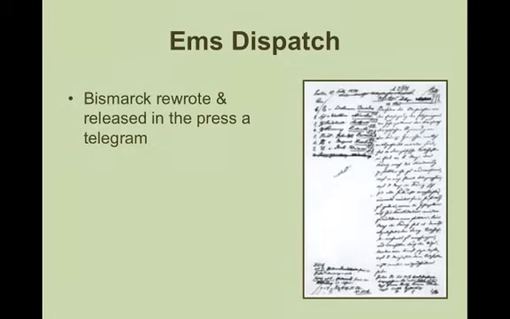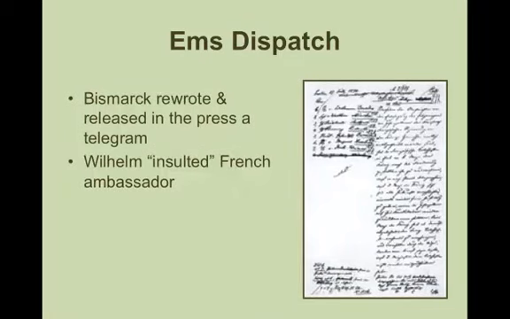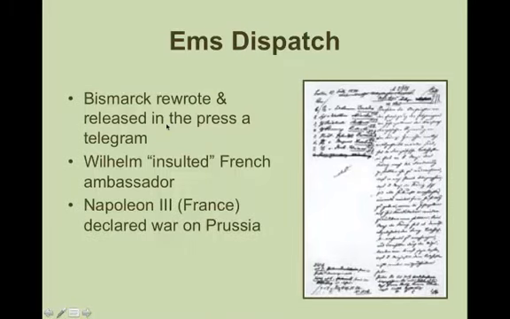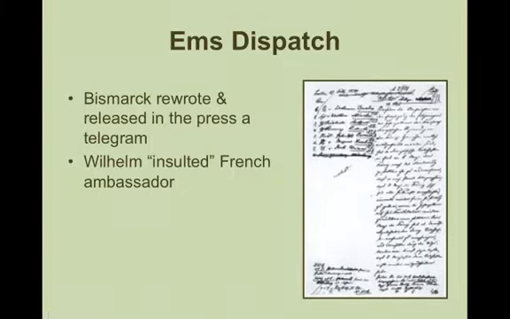So what he did was he took a press release, this is for newspapers, and he rewrote it. He rewrote it and he released it in the press. And what he wrote in there was that the German Kaiser insulted the French ambassador. So this kind of makes his own Kaiser look bad, right? But why did he do this? He did this to try to provoke the French. He wanted Napoleon III, essentially, to get mad enough that they'll declare war.